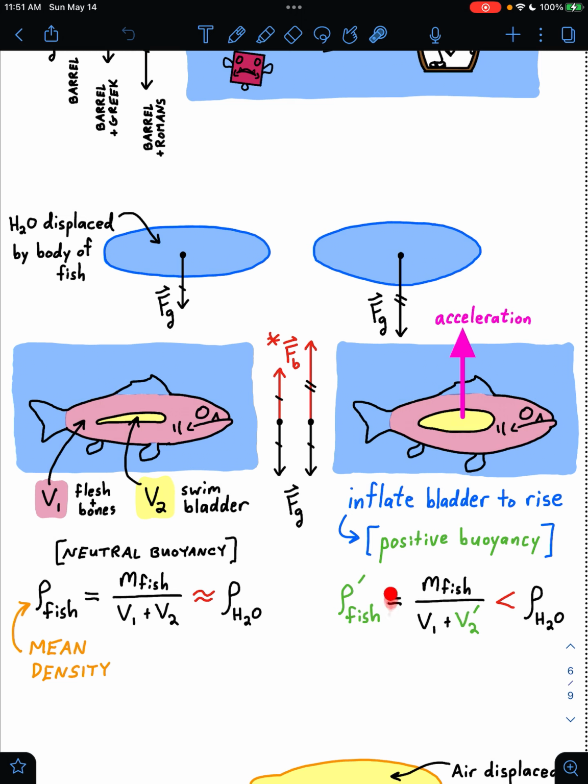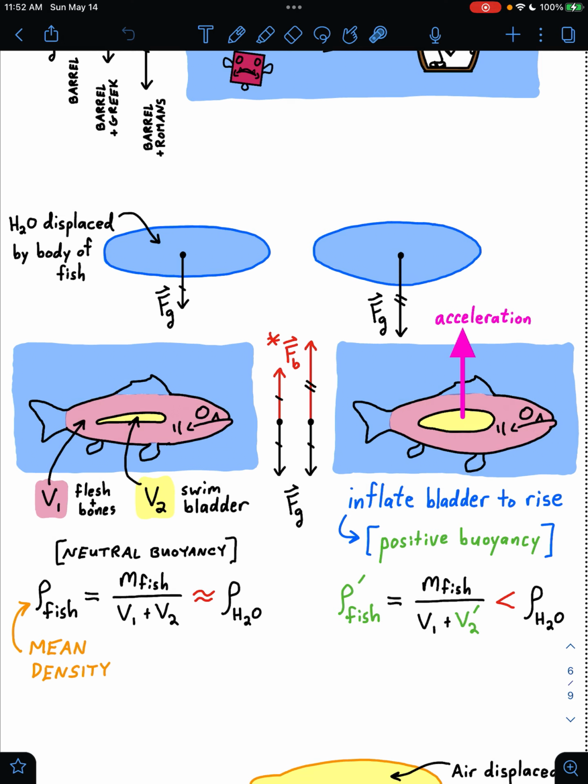So here now, the new mean density of the fish is given by this expression. Fish has the same mass as before. The volume of its flesh and bones is the same, but it has increased the volume of its swim bladder, thereby decreasing its overall mean density to the point where it's less than the density of the surrounding water. So we get a net force upwards, and the fish accelerates upwards.